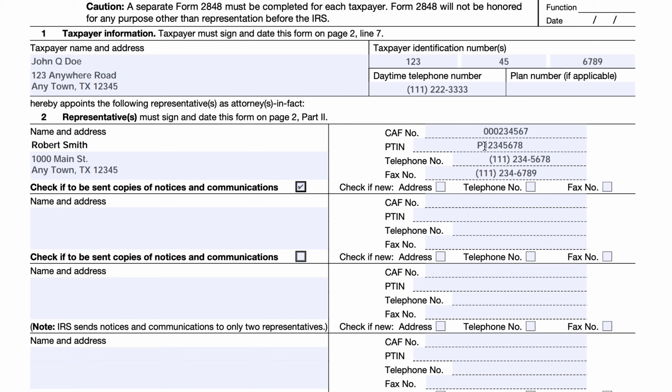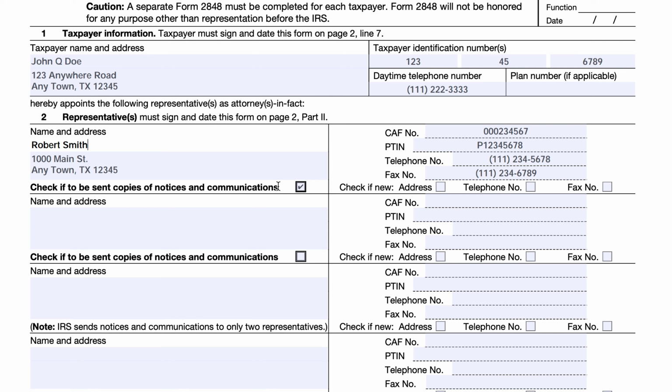So the PTIN is the Preparer Tax ID number. So this would be their ID number as a tax preparer. Telephone number, fax number. They would check if any of these are new. You can also check if this person should receive copies of notices and communications from the IRS.